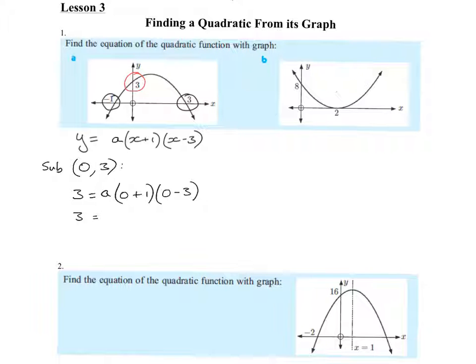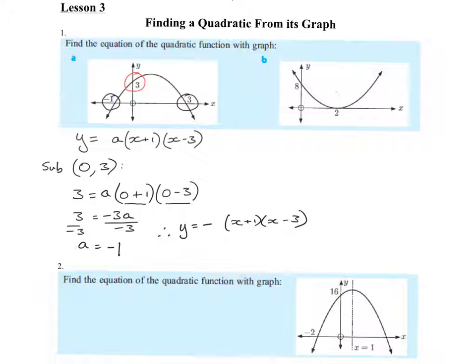So I get 3 equals, now let's think about the brackets. This bracket just becomes 1. This is -3. So 1 times -3 is -3. And that's timesing a, so I just get -3a. To get a by itself, I divide both sides by -3. And finally, I get -1. So therefore, y equals -1 outside of x plus 1 times x minus 3. And hopefully you realize I didn't really need that -1. I could have just put it as a negative like that.